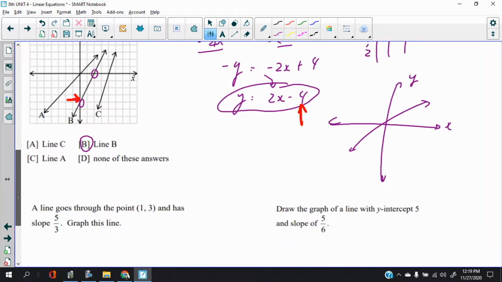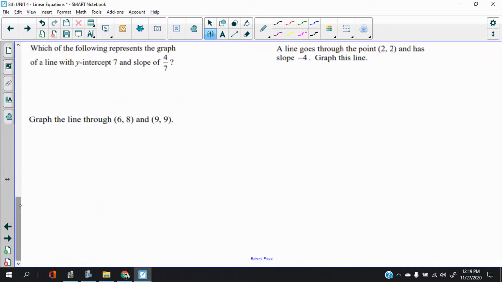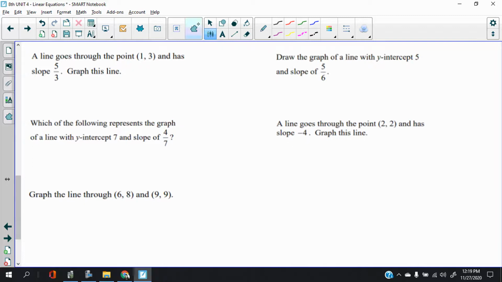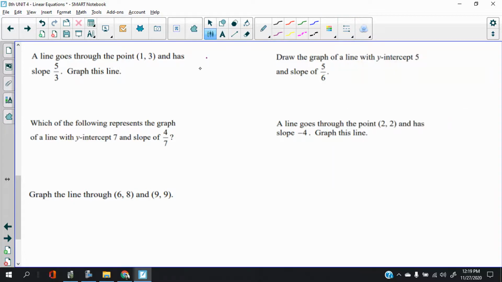Now, let's see. So I've got 5 questions here. Let me just go through these. All right? Now, again, let's do another one together. And then I'm really going to leave you alone. All right, okay, so let's see. Here, what topic do you think falls under this question? I gave you a point and I gave you the slope. What do you think? Yeah, point-slope form, right?